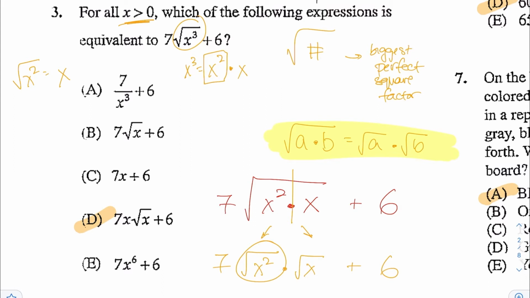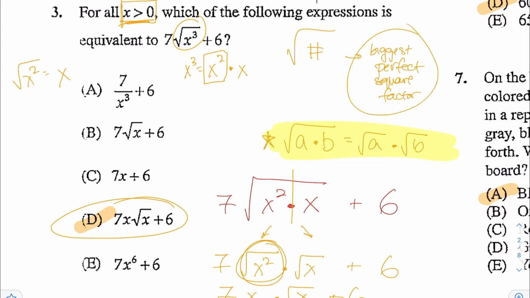Remember, a negative number squared is positive, so the square root of that positive number won't ever be a negative number. So here we know that x has to be positive, so we don't have to worry about that. So that means that the square root of x squared here just turns into 7 times x. And you still want to multiply by the square root of x, then add 6. And that is choice D. So here you just have to use this law as well as this general idea to simplify a square root. You want to look for the biggest perfect square factor.